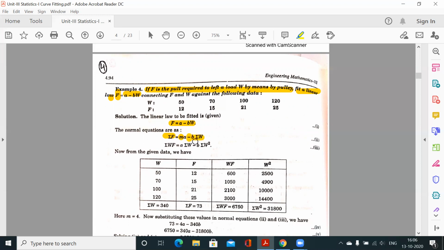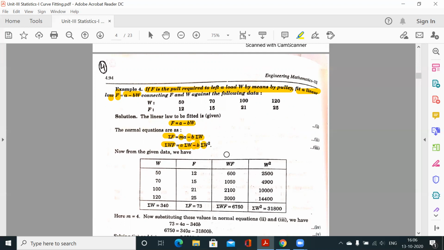So b summation x. Next, what is summation xy? So summation wf, because here we have w for x and f for y. So summation wf is equal to a summation x, that means a summation w. And because there we had plus, now we have minus, so we will use minus. So b into summation x square, that means summation w square.